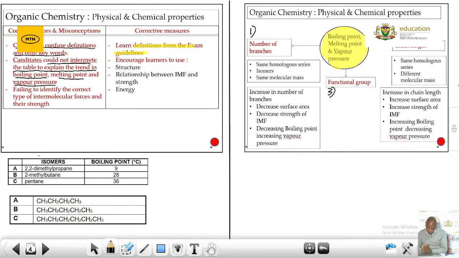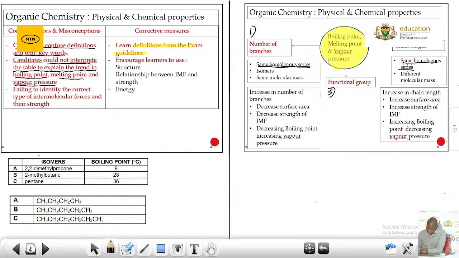What does this say to me? This says to me, if I am going to compare branches, then the compounds that I am comparing must belong to the same homologous series. If I am going to compare chain length, they must also belong to the same homologous series. If I am working with alkanes, it must be alkanes throughout. If I am working with a carboxylic acid, it must be carboxylic acids throughout. They must belong to the same homologous series. That is very, very critical.